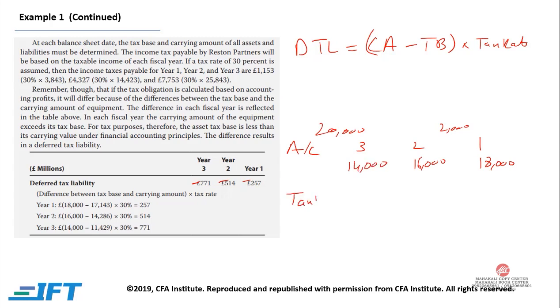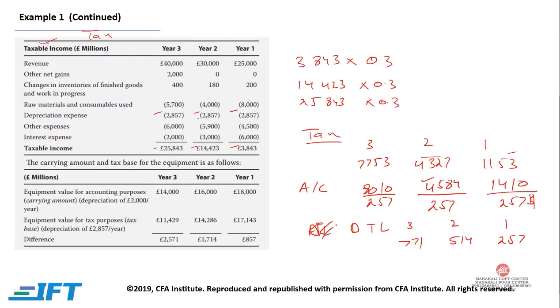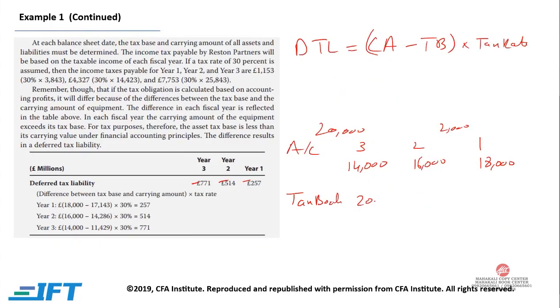For tax books, our depreciation is 2,857. So the equipment is 20,000 and the depreciation is 2,857. So first year it would be 20,000 minus 2,857, it would be 17,143. For year two, it would be 2,857 again, 14,286. So we subtract 2,857 from 20,000, we get 17,143, and again we subtract 2,857, we get 14,286, and again we subtract 2,857, we get 11,429.